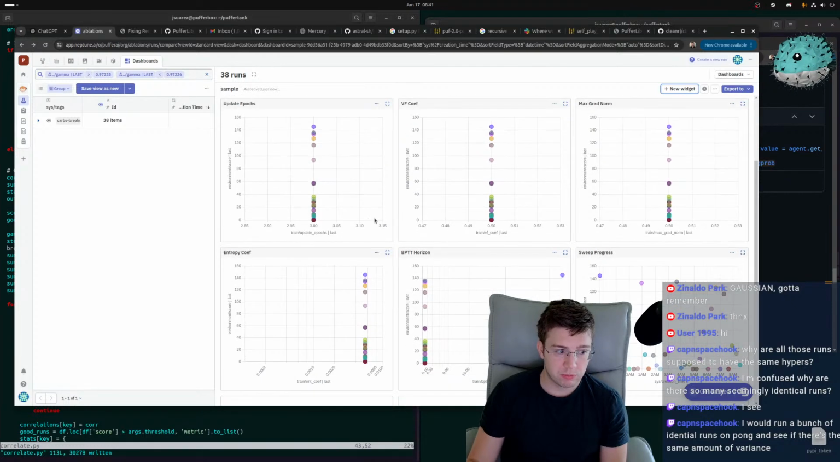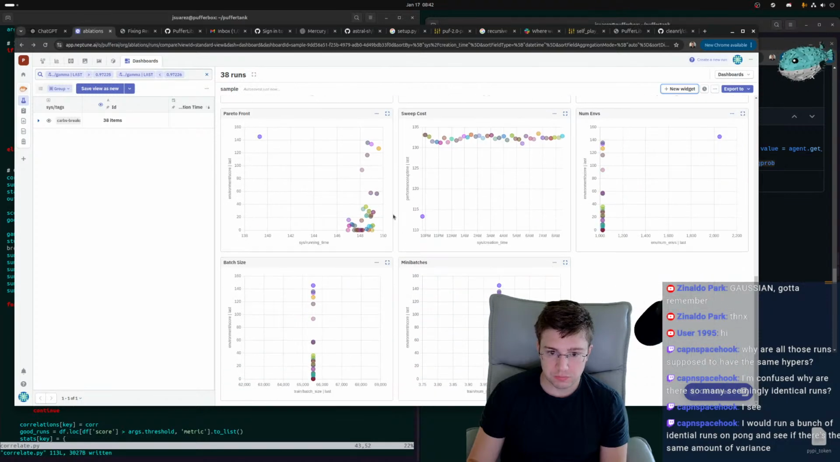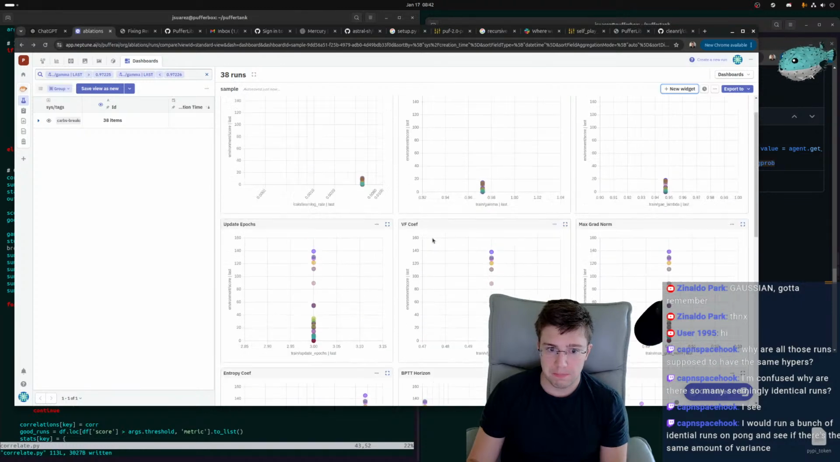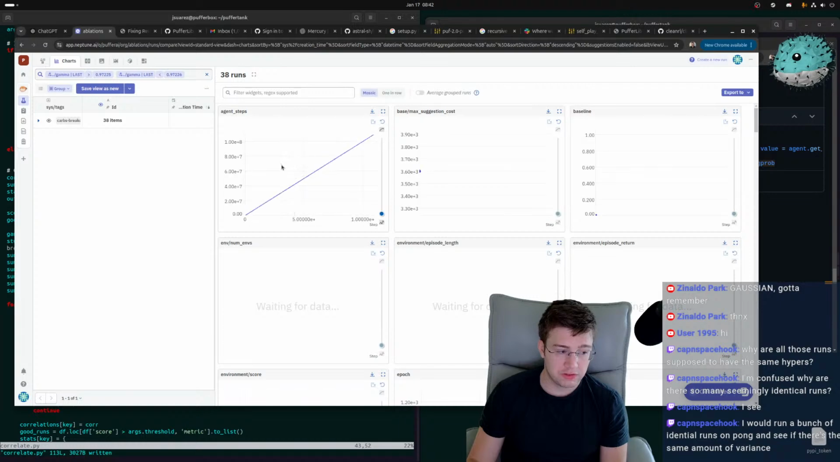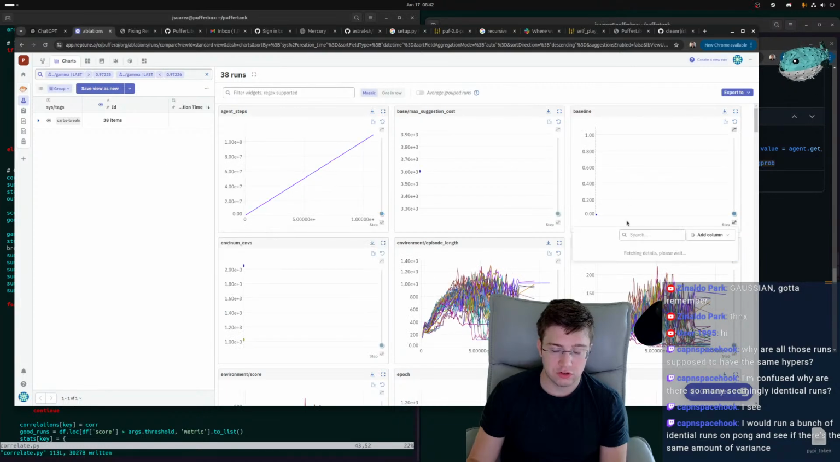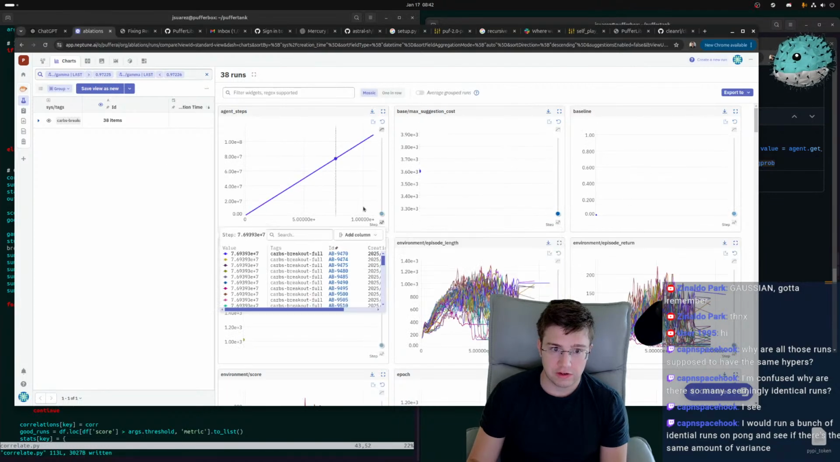Yeah, that's probably what I'm going to do next, Captain. But I mean, there's something screwy here. So look, these are all the same. Okay, the other possibility is that these are just bad hyperparameters that induce a lot of variation from run to run.